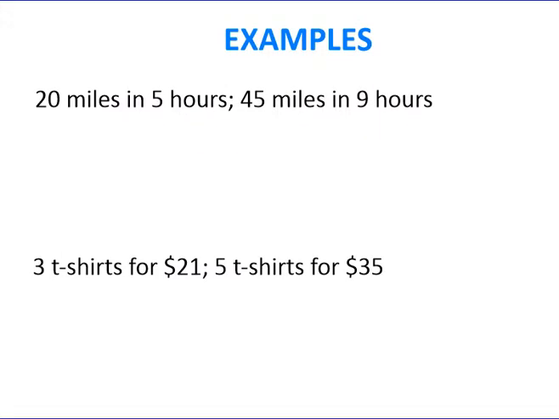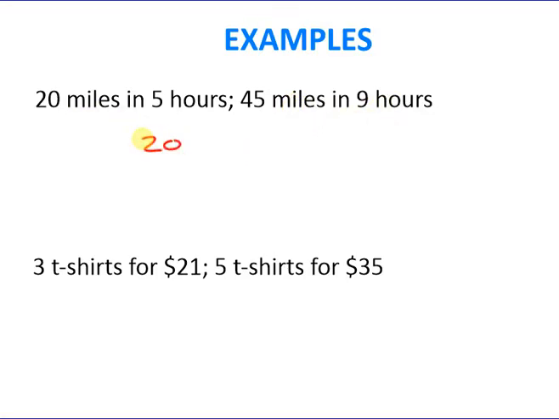All right, so let's do some examples. 20 miles in 5 hours or 45 miles in 9 hours. A question that I get a lot is, Ms. Oates, which number do I put on top? Which number do I put on the bottom? What I always tell you is take the numbers in the order that the problem gives them to you, unless you're dealing with money. When you're dealing with money, money always goes on top. Same as what we did in the last lesson with rates and unit rates. Otherwise, take the numbers in the order that the problem gives them to you.